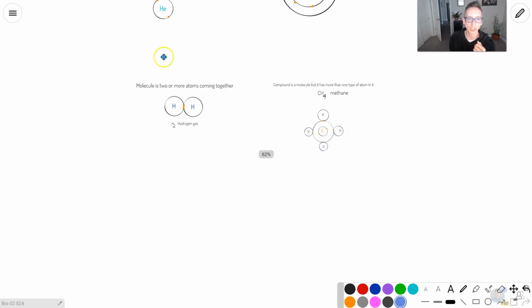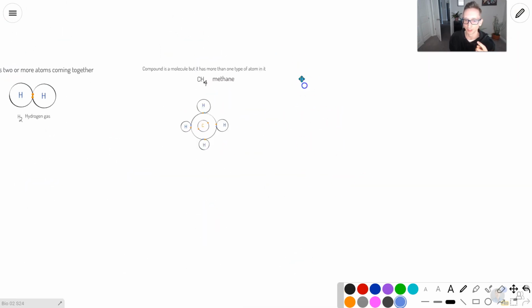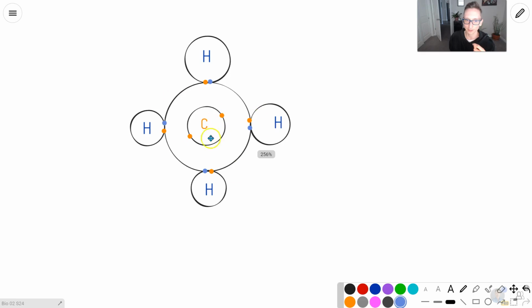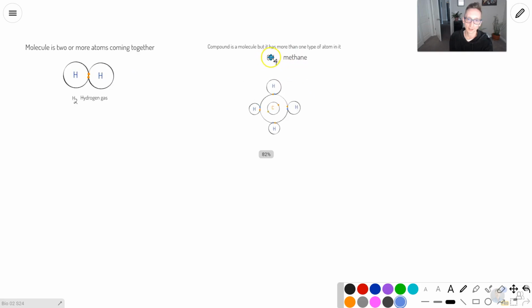So this molecule is pretty happy because every atom wants to have a full valence shell, its outermost shell. So that carbon's very happy like this. And these hydrogens are also happy. They each have 1, 2. So that's a compound, and this is a formula.